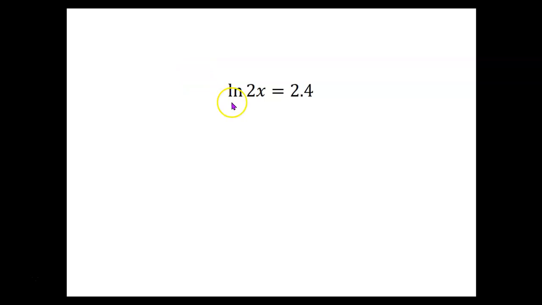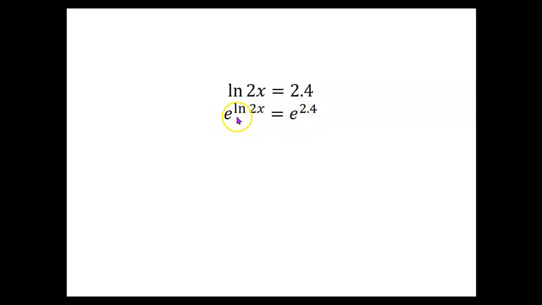Okay, example number 1. ln, that is the natural logarithm of 2x equals 2.4. So in all of these, we're trying to solve, which means we're trying to find what x is. To get x by itself on one side of this equation, first we have to get rid of the ln. To undo the natural logarithm function, we need to apply its inverse, the exponential function e to the x. So we're going to exponentiate both sides. Take e to the ln of 2x equals e to the 2.4.